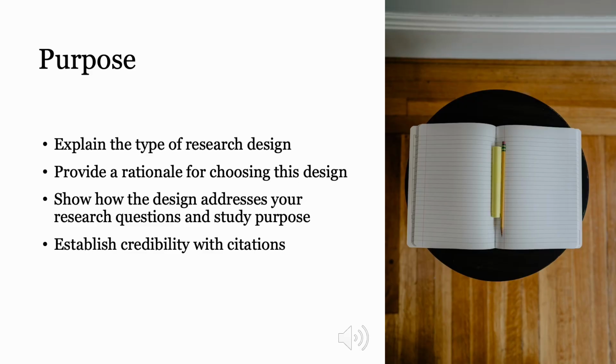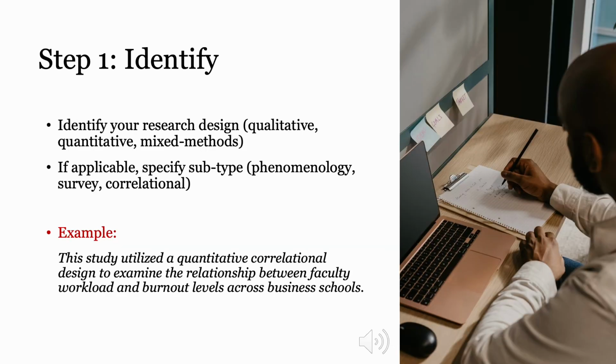Similar to the overall purpose of Chapter 3, the research design section answers the how of your study. It explains the type of design you are using, provides a rationale for why this design is the best fit, and shows how it connects to your research questions and study purpose. It also demonstrates the credibility of your choices by using scholarly definitions and citations.